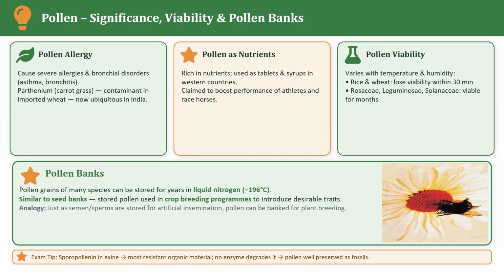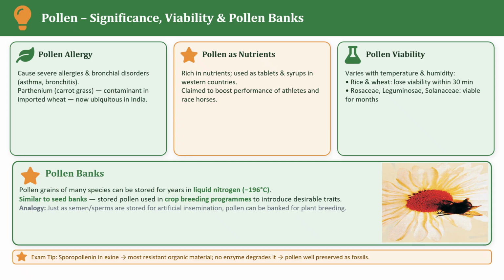Pollen allergy. Many pollen grains trigger allergic reactions. Symptoms are sneezing, asthma, bronchitis, and eye irritation. For example, Parthenium pollen is highly allergenic. And pollen as food. Pollen grains are rich in proteins, vitamins, minerals, amino acids. It is available as tablets, health supplements, and also nutritional syrups. For example, bee pollen supplements are marketed as health food in several countries.